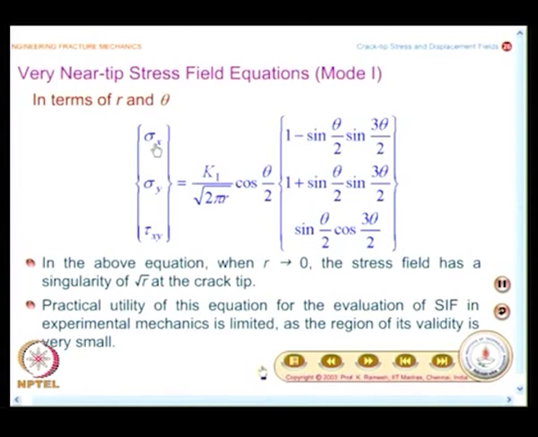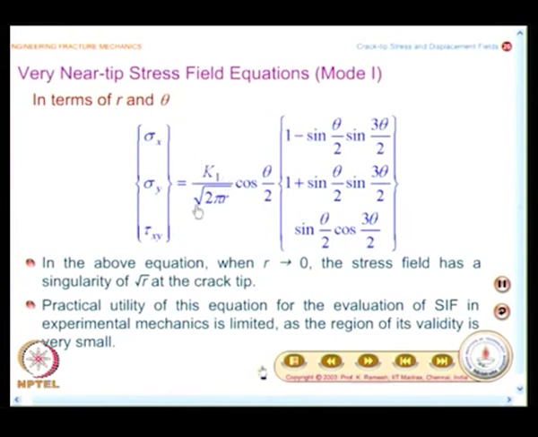See, if you look at the components sigma x, sigma y, tau xy, the strength of all this is determined by the value of k. So, the strength of the field is dictated by this, that is why you call this the stress intensity factor, and the field variation is defined by r comma theta. The magnitude is dictated by a single parameter.